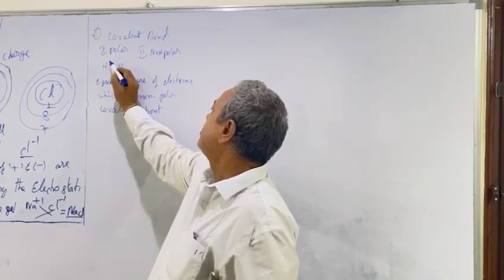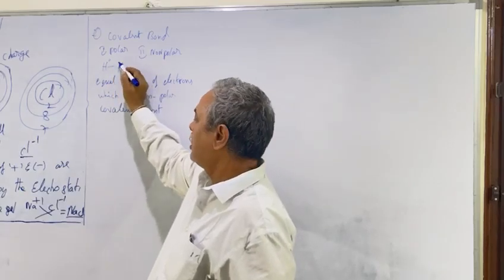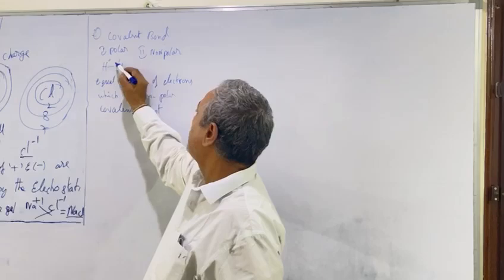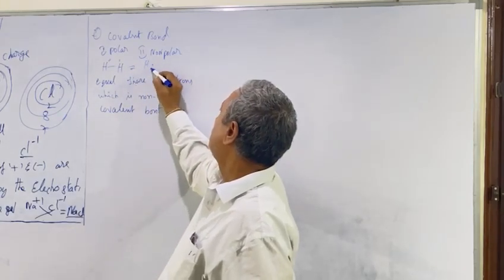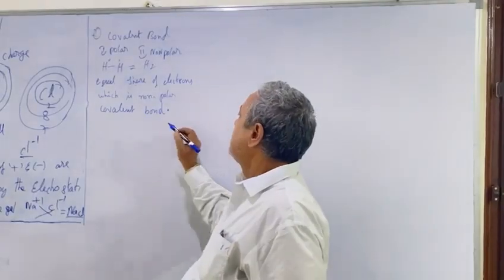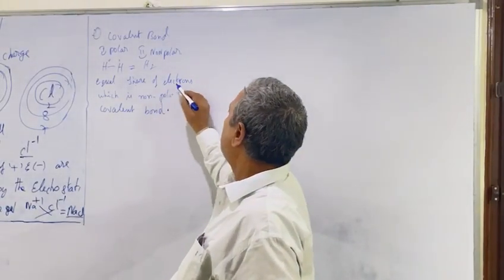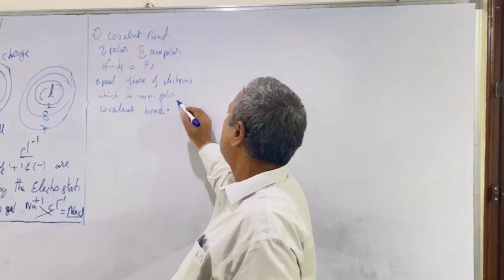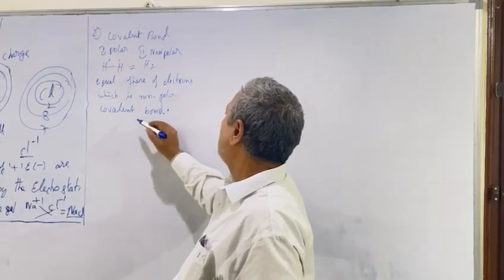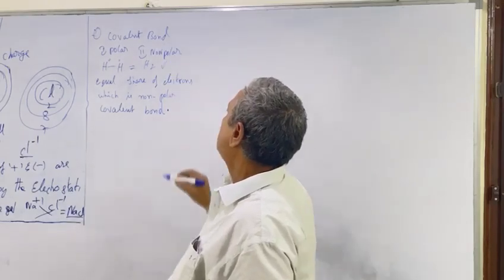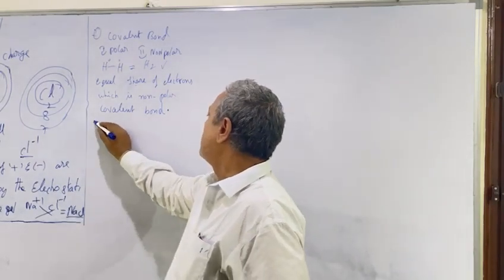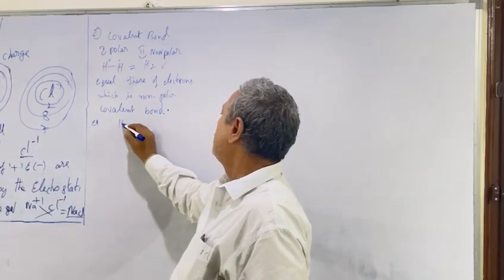Here hydrogen has one electron and another hydrogen has one electron, which makes a hydrogen molecule. Equal share of electrons in the bond is called a non-polar covalent bond. Here it is the same element. Suppose we take another example, hydrogen and fluorine.